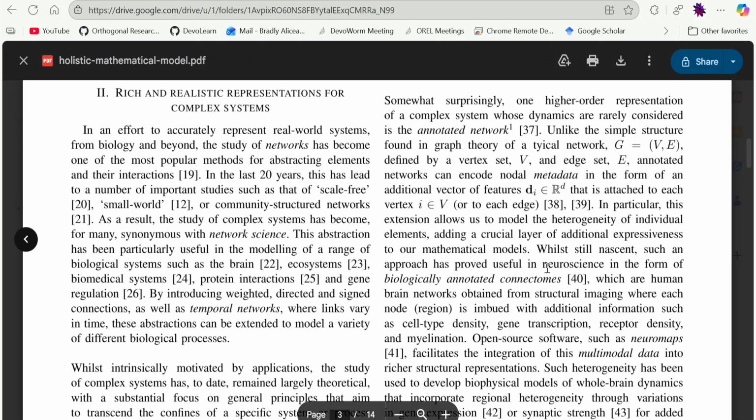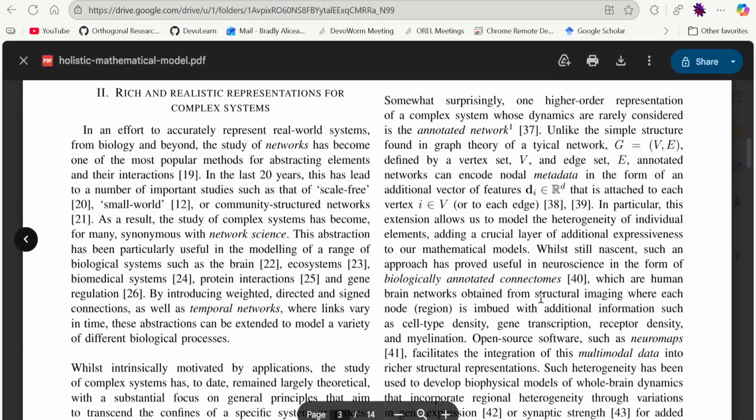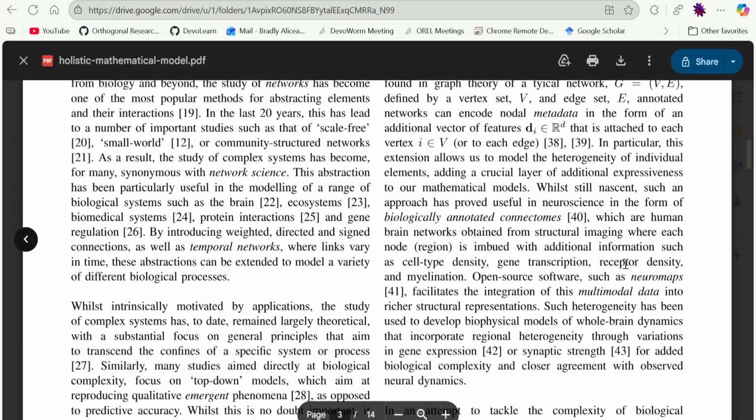Such an approach has proven useful in neuroscience in the form of biologically annotated connectomes, which are human brain networks obtained from structural imaging, where each node or region is imbued with additional information, such as cell type density, gene transcription, receptor density, and myelination.